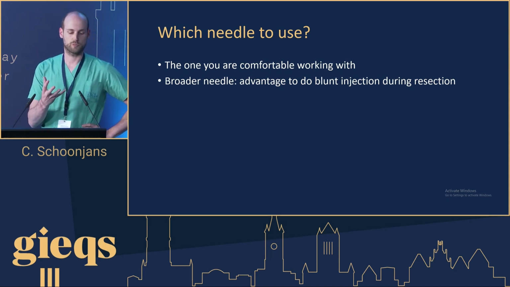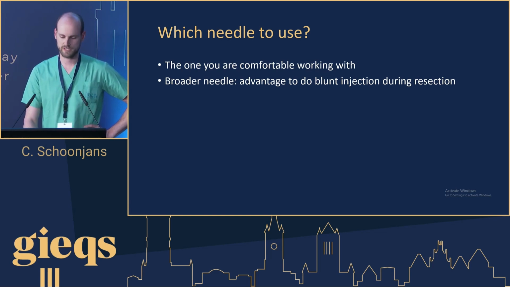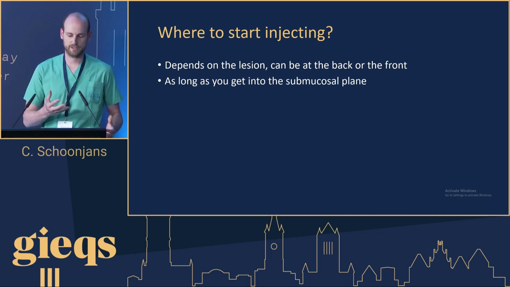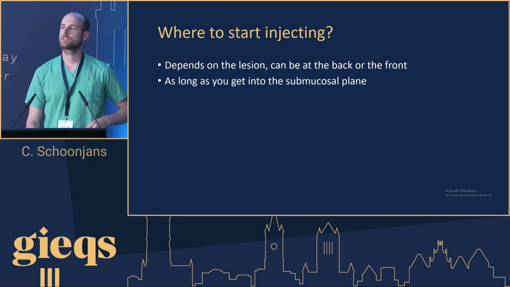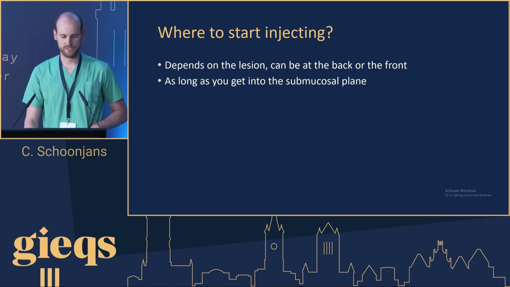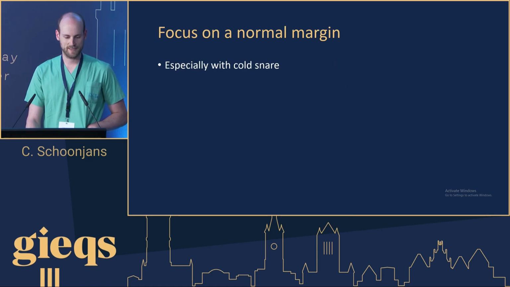Of course, if you use a broad needle, then you can use it during the resection to do some blunt injection. Where to start injection, it depends a bit on the lesion, can be at the back or the front, as long as you get it to the submucosal plane. And if you can use your injection to get a better access, where we just had a beautiful demonstration of, that's of course a plus.